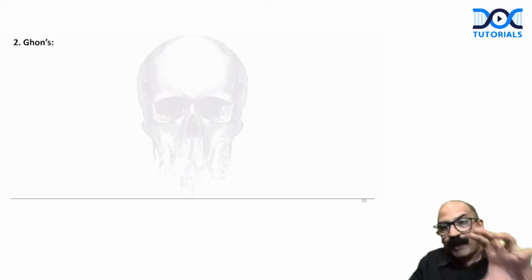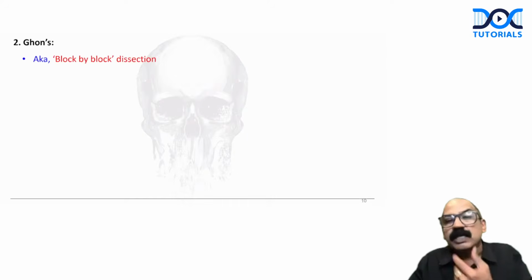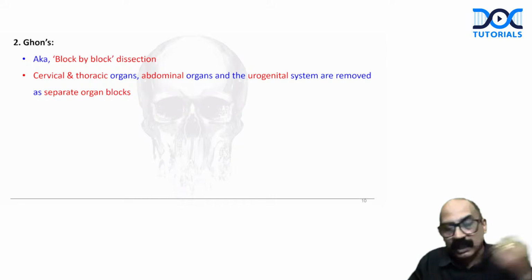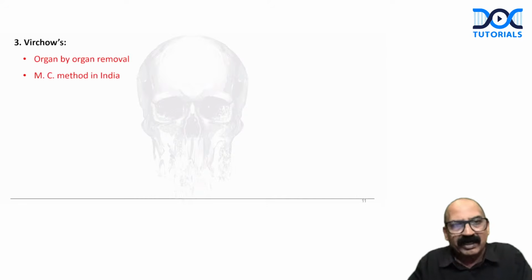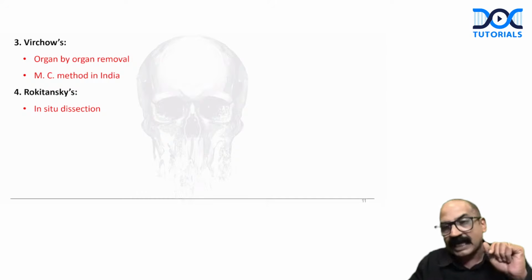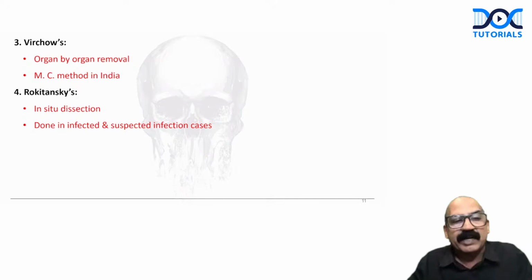Gohn's technique means block by block. Normally they remove it in 3 different blocks. That is, cervical and oral along with thoracic organs as 1 block, abdominal organs as 1 block, urinary system as 1 block. Virchow means organ by organ. It is the most common method in India. And Rokitansky in situ dissection is done where the dead body is a known case of some infectious disease like HIV, HBsAg, COVID, or whatever it is, or when you suspect infection in a dead body.